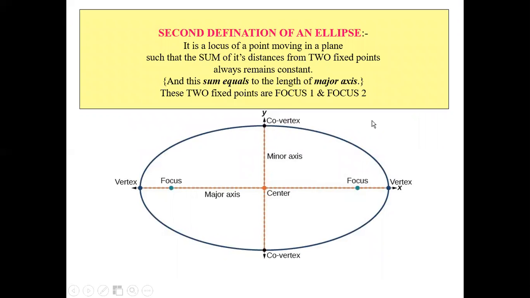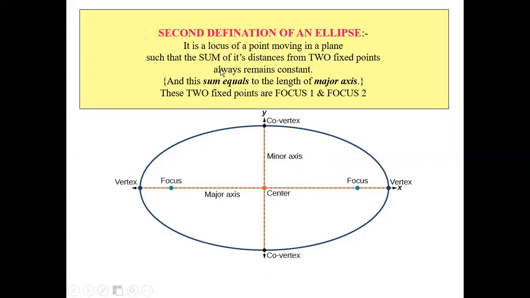Now, the second definition of the ellipse: it is the locus of a point moving in a plane such that the sum of its distances from two fixed points always remains constant. These two fixed points are focus 1, F1, and focus 2, F2. This is the major axis, this is the minor axis, this is the vertex, this is the co-vertex, and this sum is equal to the length of the major axis.